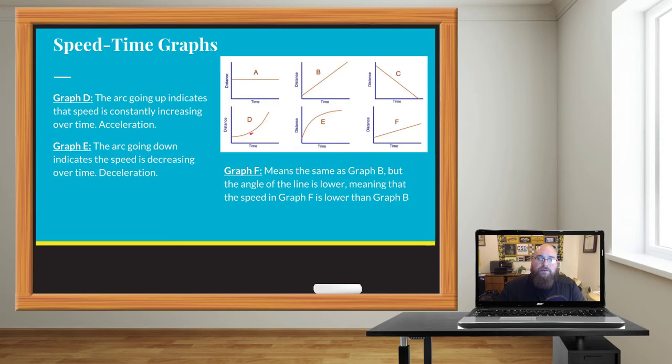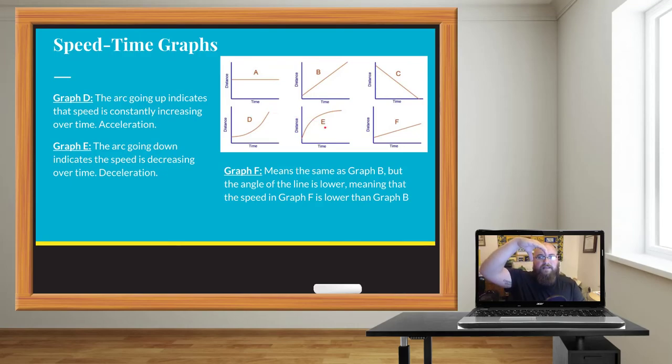Now for the last three. Graph D is an arc. This arc is opened up towards the top of our graph. If you think of this as a mouth, it is towards the top. This indicates to us that our speed is increasing over time. So we're starting at one speed, then we're getting faster and faster and faster. This indicates acceleration.